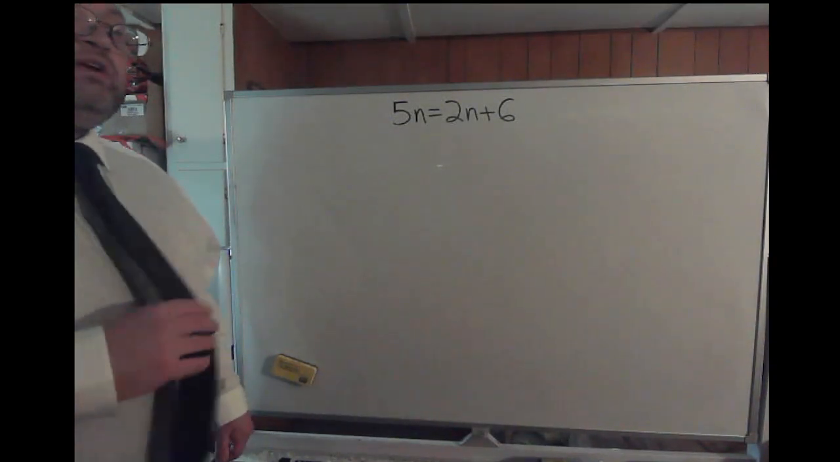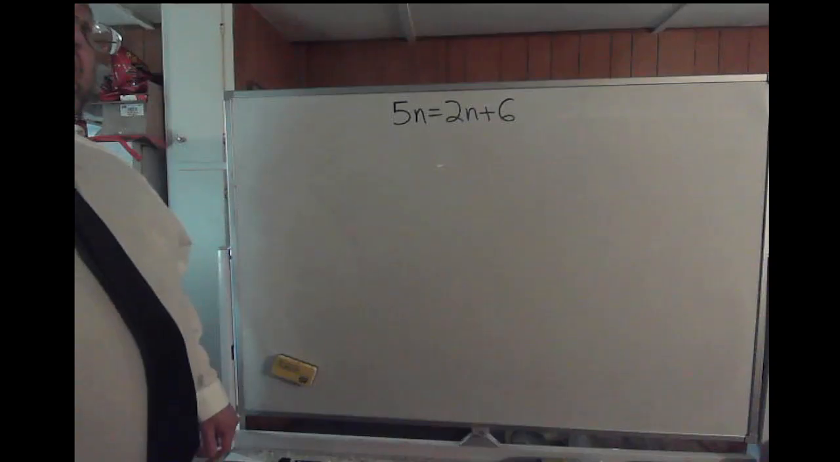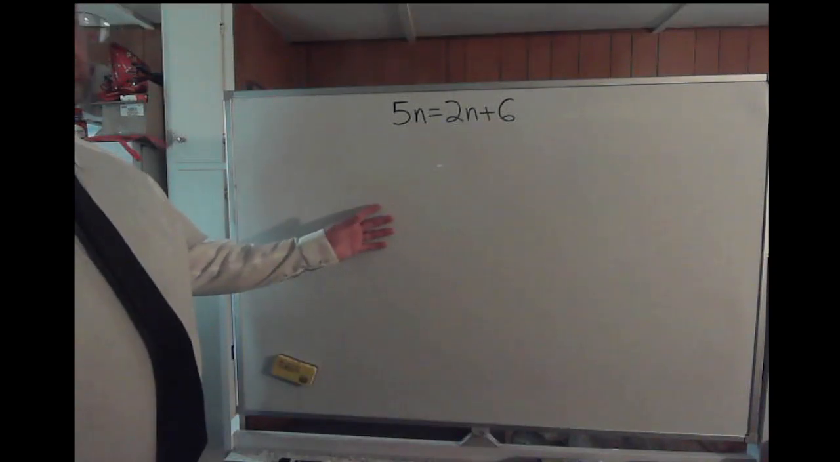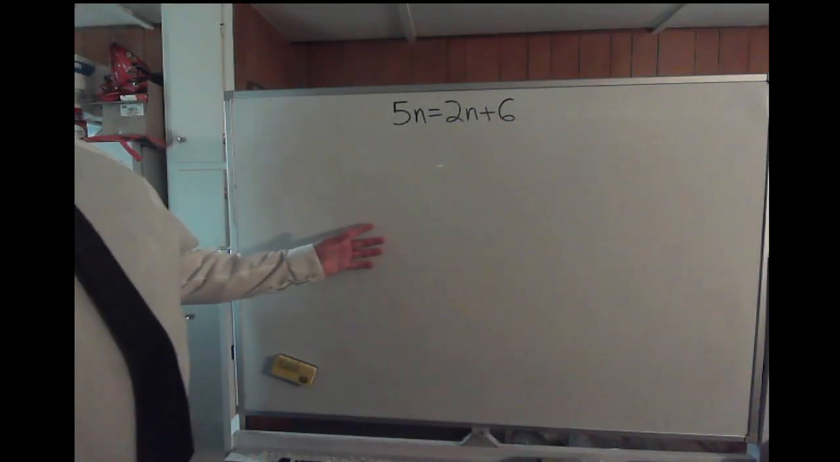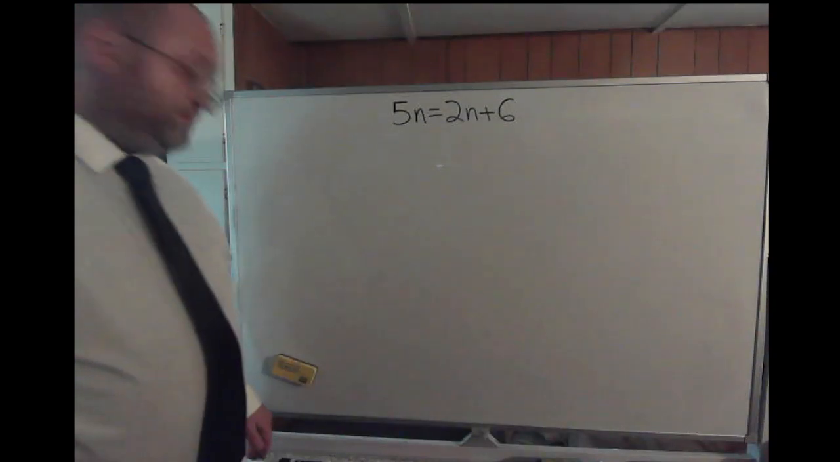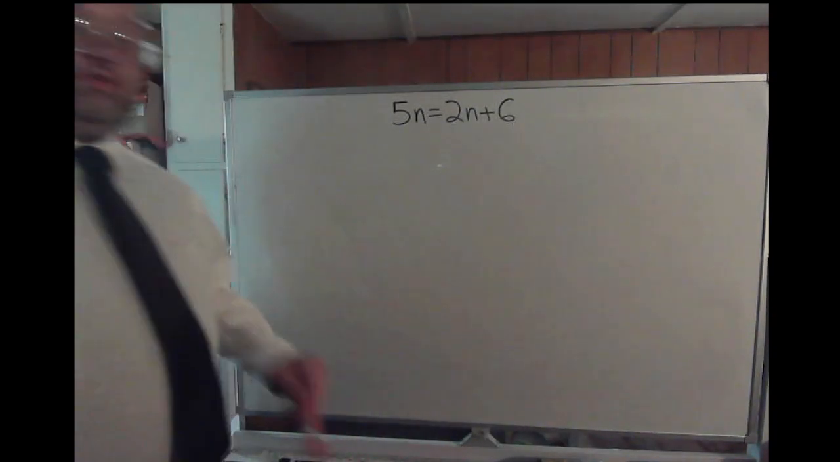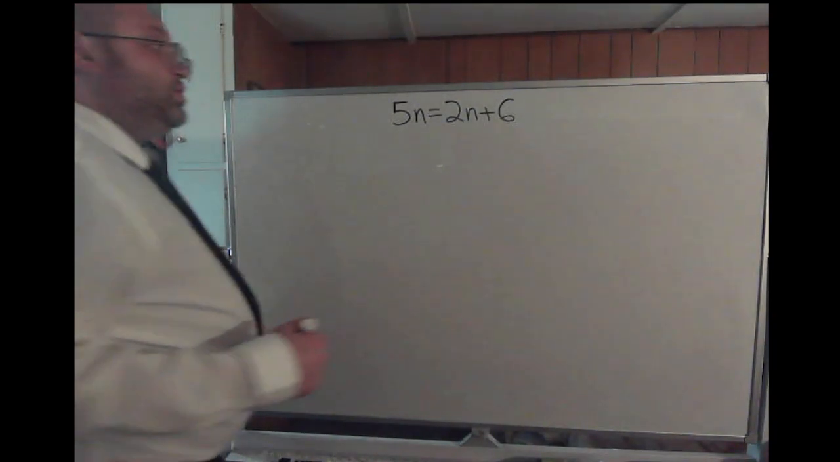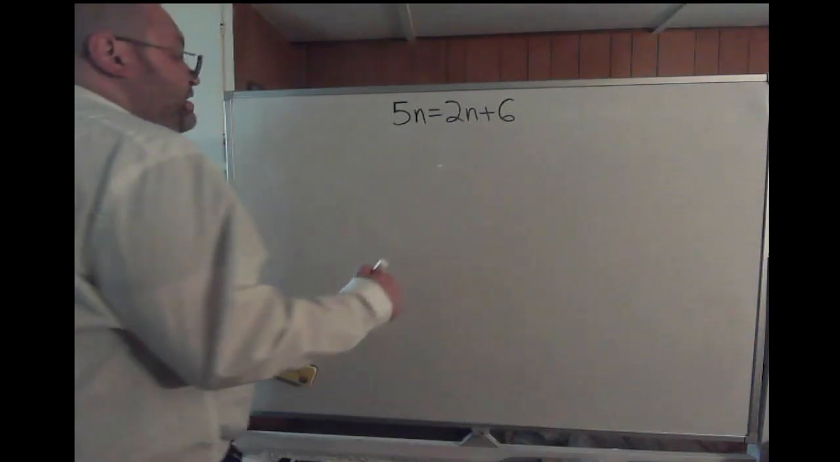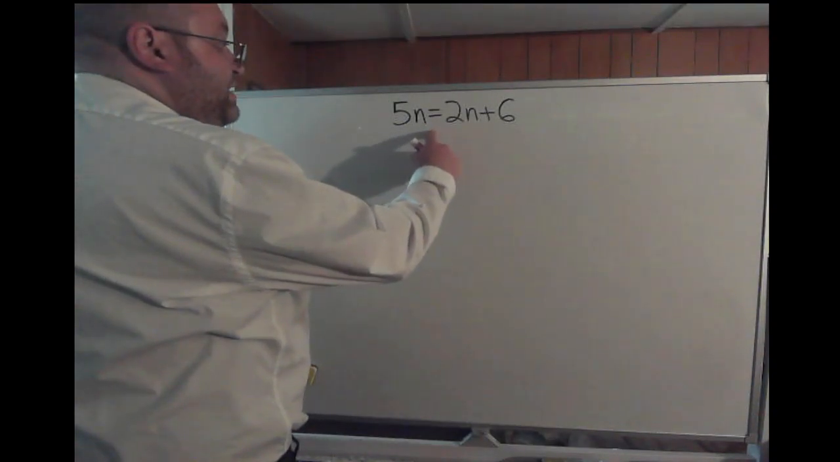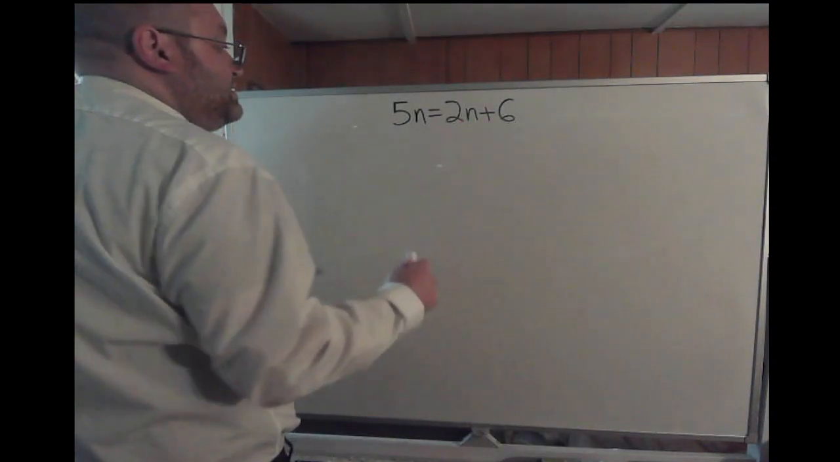So today we are going to review how to do equations that have variables on both sides of the equation. Then we'll get into some harder equations than we've done before. So we'll start out here with the simple one. We have 5n equals 2n plus 6.